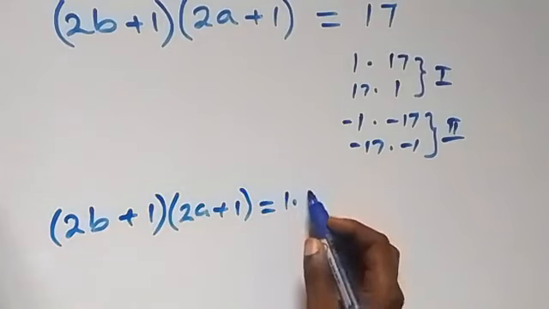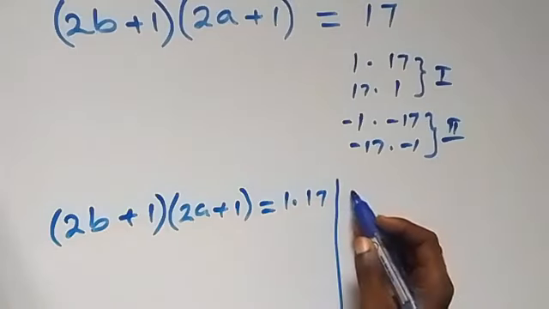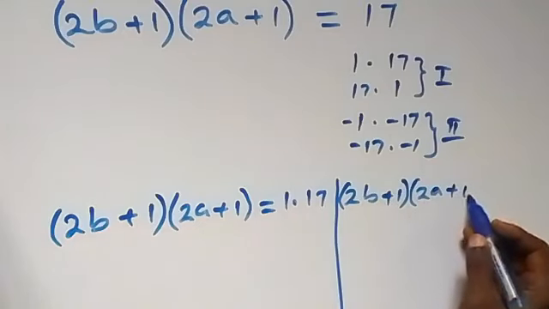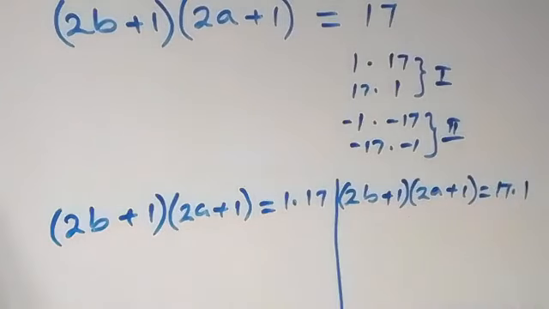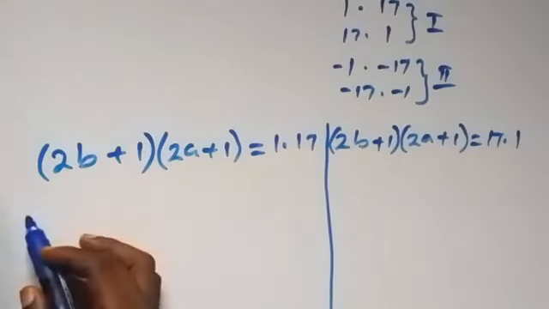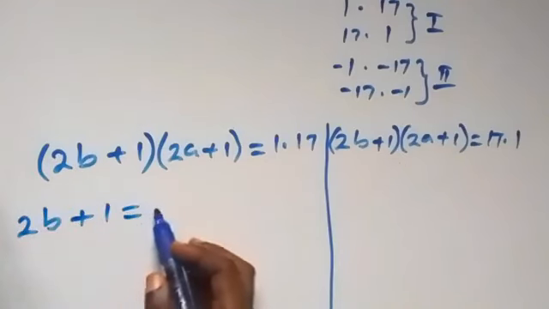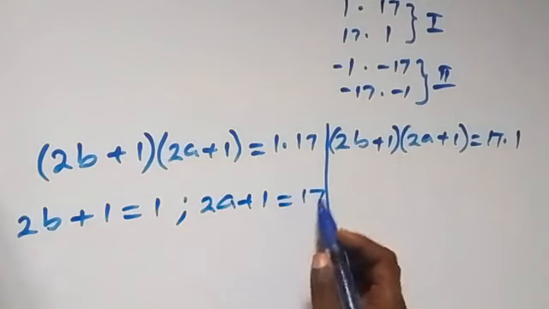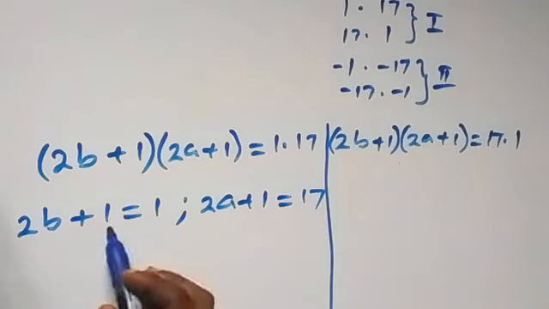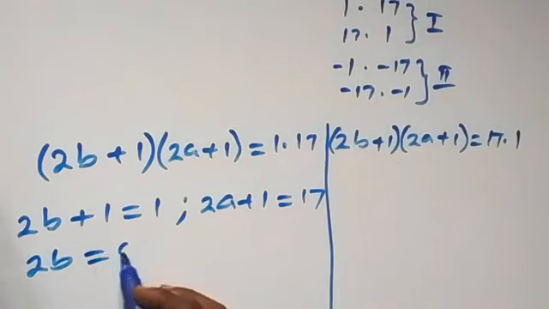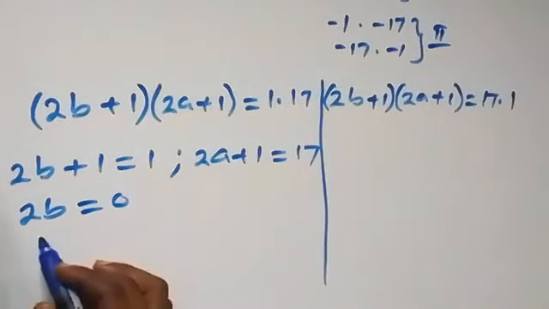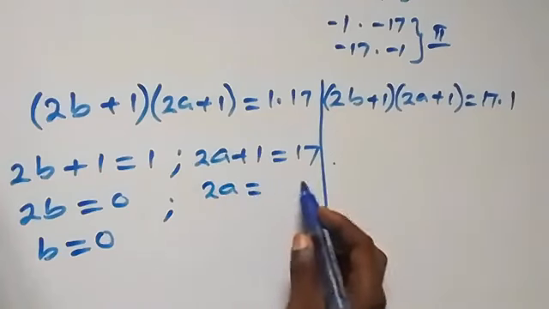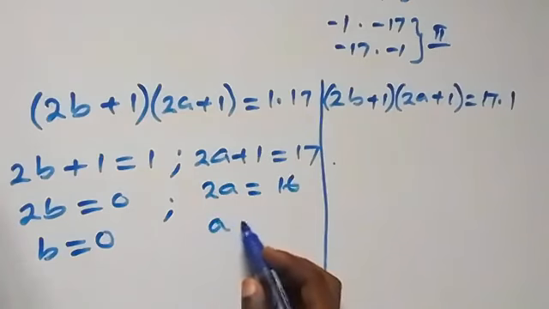Let this be equal to 1 times 17, or we have 2b plus 1 multiplied by 2a plus 1 equals 17 times 1, as in the first case, which implies that 2b plus 1 is equal to 1, and 2a plus 1 is equal to 17. Now, when we solve for b, taking 1 over becomes minus, 1 minus 1 is 0, so 2b equals 0. Then dividing both sides by 2, b equals 0. And also this side, taking 1 over, we have 2a equals 17 minus 1, that's 16. Then dividing both sides by 2, a equals 8.